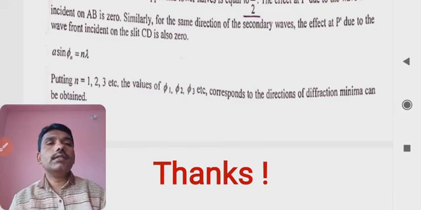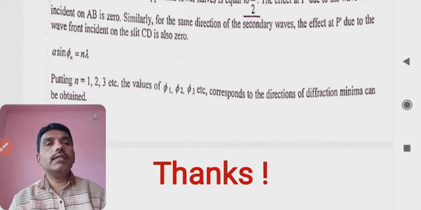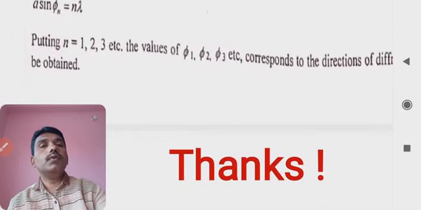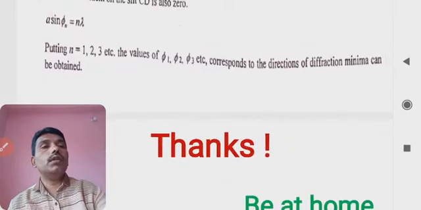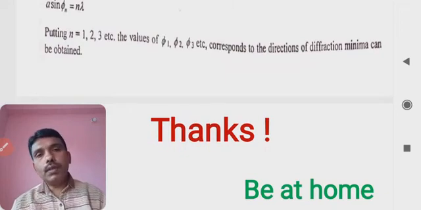For this case it is a sin phi n is equal to n lambda. So here a is the width of AB, and the width of CD is also small a. Accordingly, a sin phi n is equal to n lambda and multiples of this, and putting n equal to 1, 2, 3, the corresponding minima will be obtained.